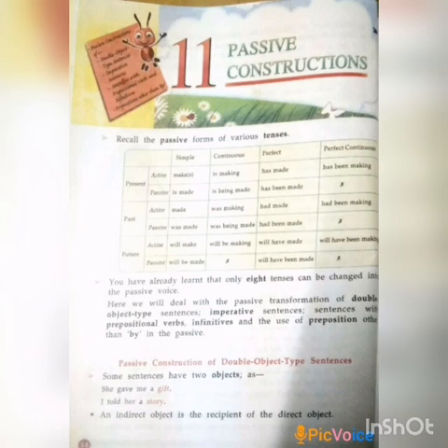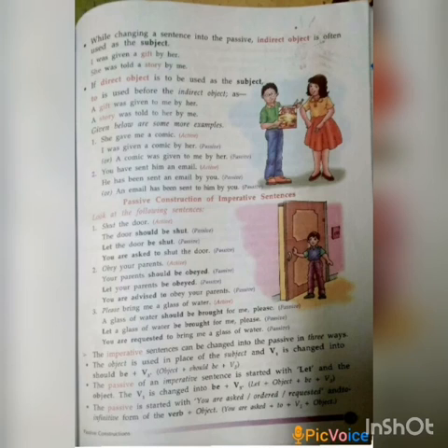Now we can see more on the next page. Page number 59. There are two sentences given in the active form: she gave me a gift and I told her a story. While changing into the passive construction, how will it be changed? I was given a gift by her. She was told a story by me. She gave me a gift changes to I was given a gift by her. I told her a story changes to she was told a story by me.